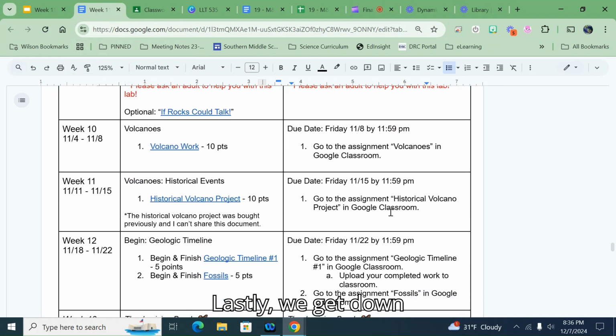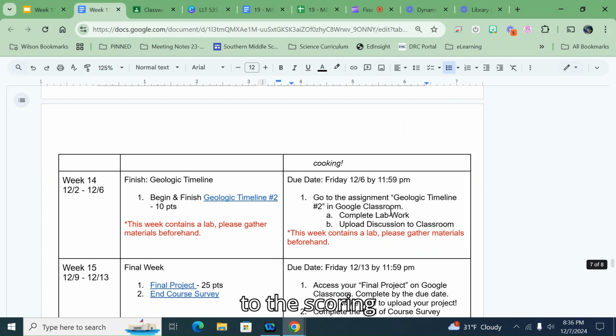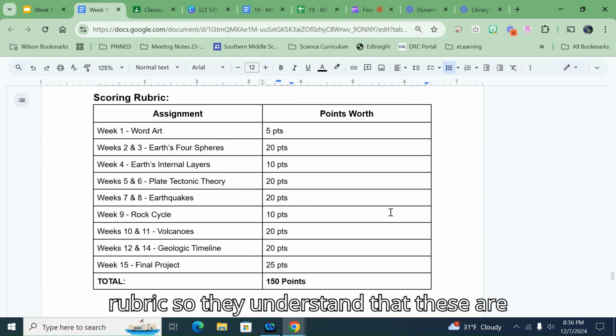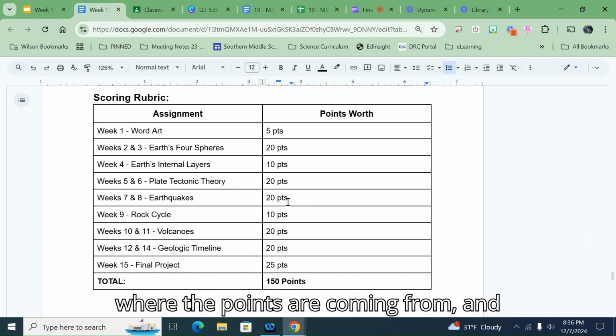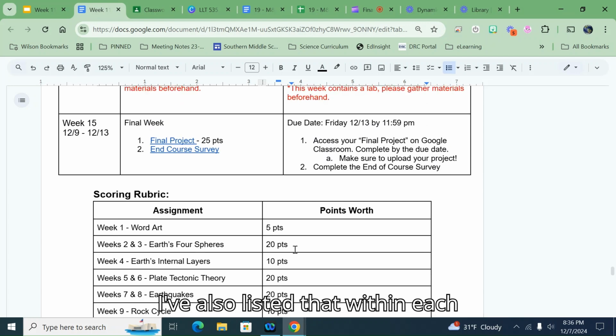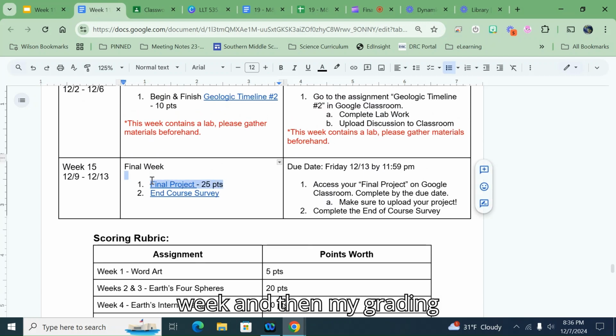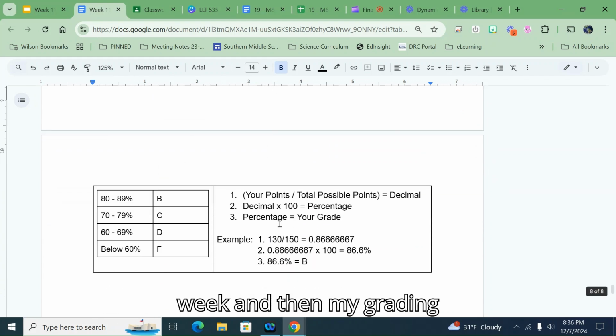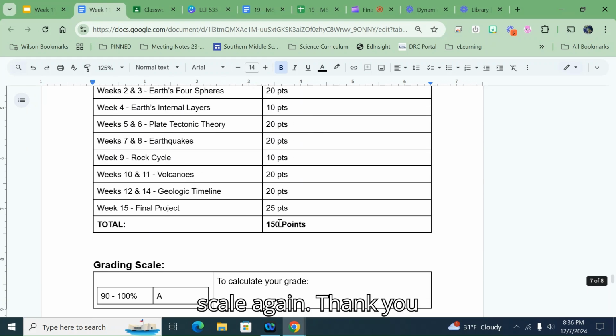Lastly, we get down to the scoring rubric, so they understand that these are where the points are coming from, and I've also listed that within each week, and then my grading scale again.